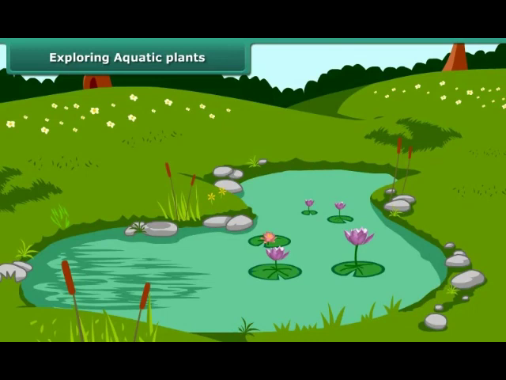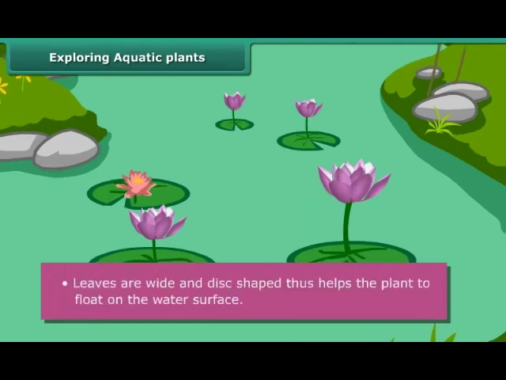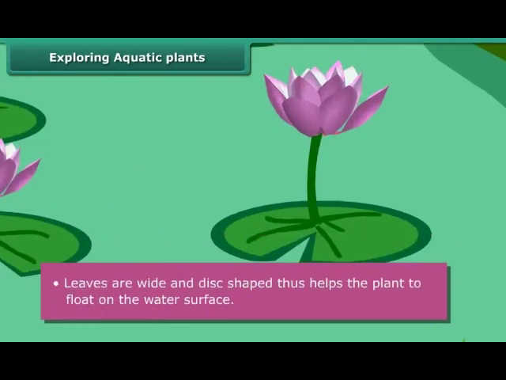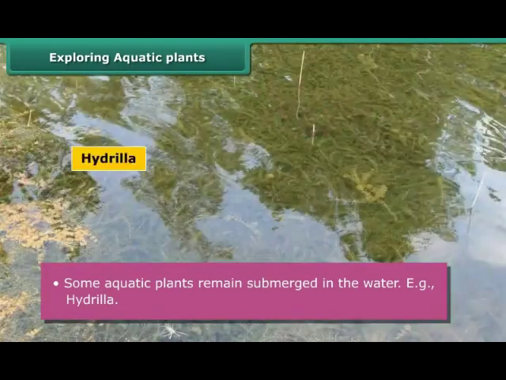These plants show various adaptations to live in water. Lotus plants have long and hollow stem, which attaches the plant to the base of the pond. Roots are short. Leaves are wide and disc-shaped, which helps the plant to float on the water surface. Some aquatic plants remain submerged in the water. For example, hydrilla.